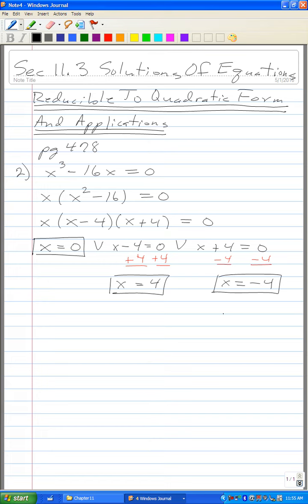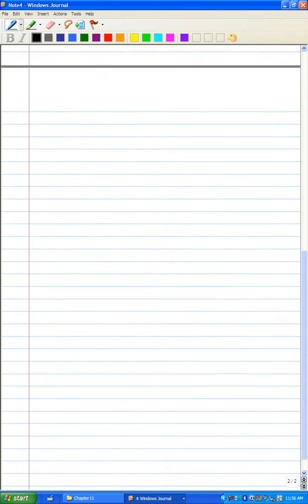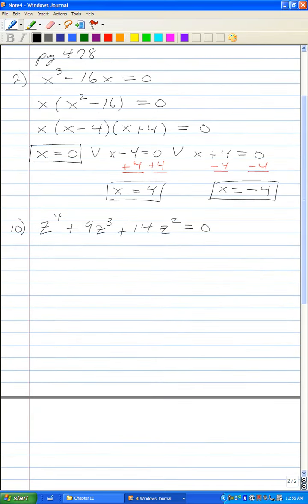Let me do problem number 10. Z to the 4 plus 9z cubed plus 14z squared equals 0. So let me factor out what's in common, z squared from every term. So z squared times z squared plus 9z plus 14 equals 0. Let's try to factor what's in the parentheses.